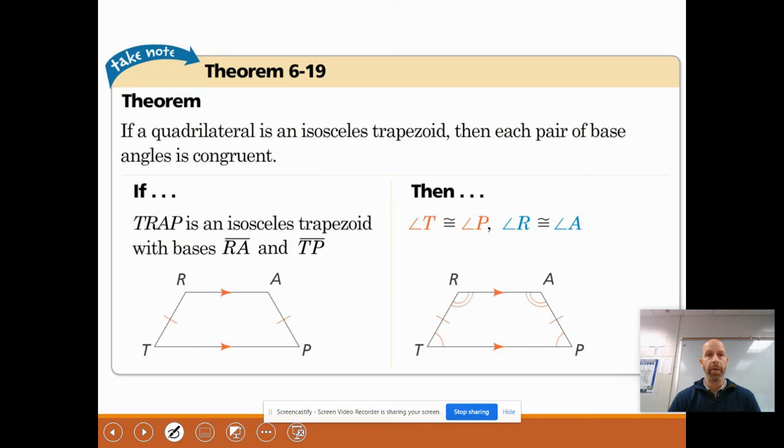So let's look at our first theorem here, theorem 6.19. This theorem says if a quadrilateral is an isosceles trapezoid, and an isosceles trapezoid means that the legs are congruent, then it turns out that the base angles are congruent. So if this trapezoid TRAP is an isosceles trapezoid with legs TR and AP being congruent, then the corresponding base angles will be congruent. In other words, angle R will be congruent to angle A, and angle T will be congruent to angle P.